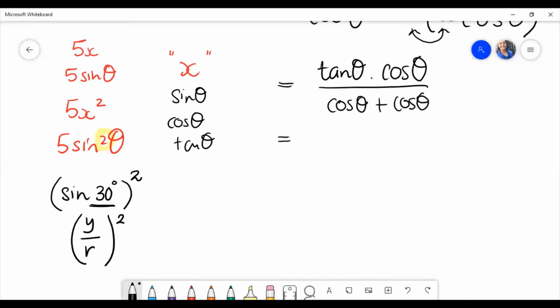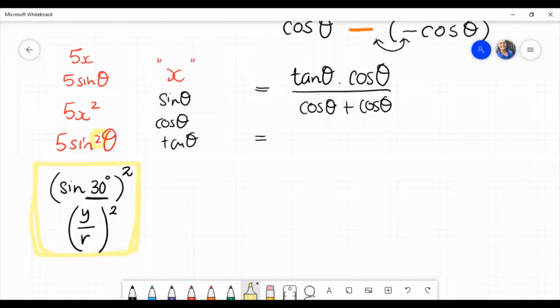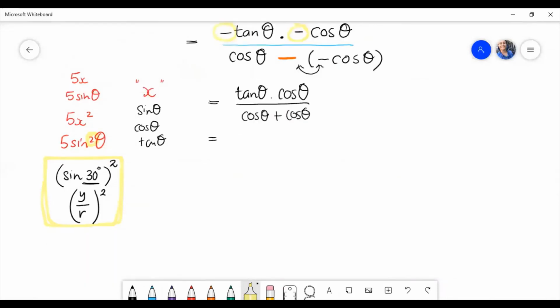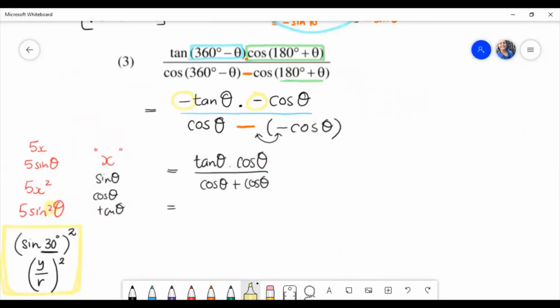My overall result is still equal. I've kept the integrity of what I've started with. Therefore, the square is applied. So don't think the rules are different. The rules are still the same, simplifying, applying those techniques.